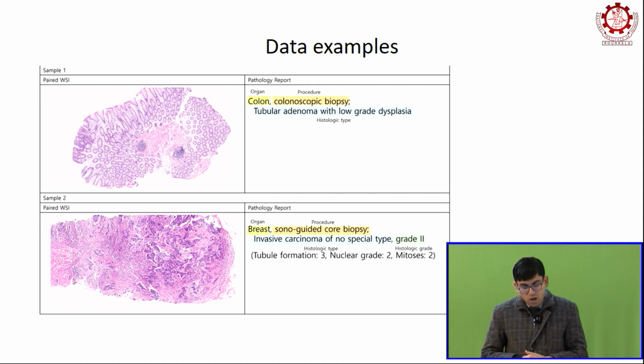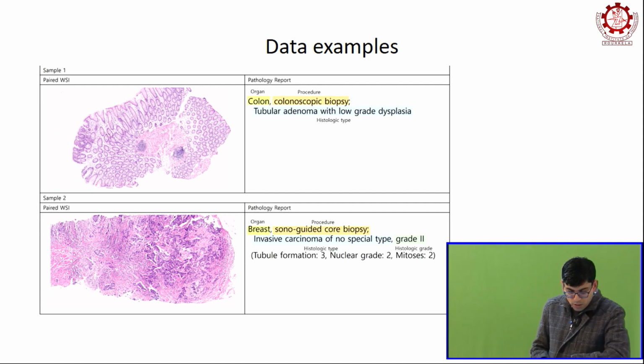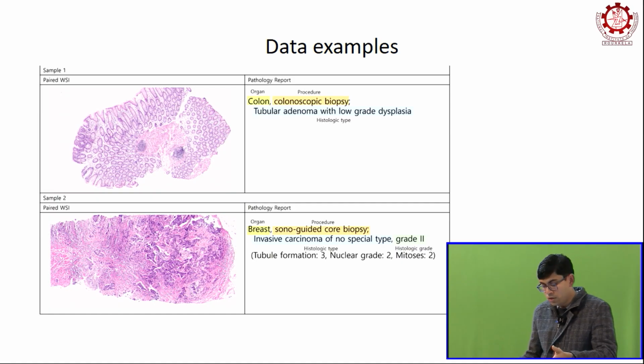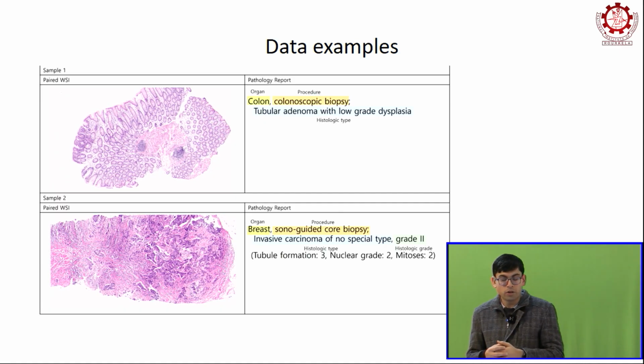Yeah. So here. Two samples. The first whole slide image on the top belongs to colon. What was the procedure? I mean, that's not really necessary to be denoted in the report, but they had it, so we had to train a classifier for that. But this is not that important.